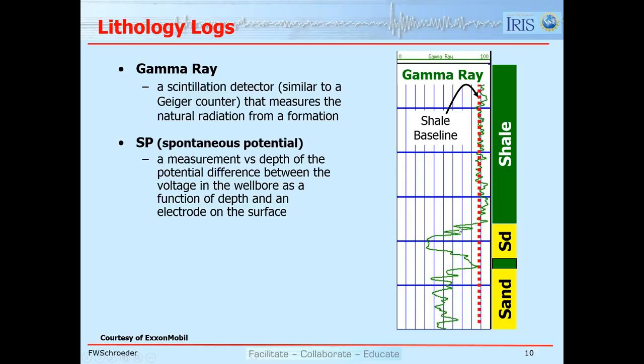If I had a silt here, maybe the silt would be represented by these gamma ray values. So intermediate between, say, 35 for the sand and 95 for the shale.